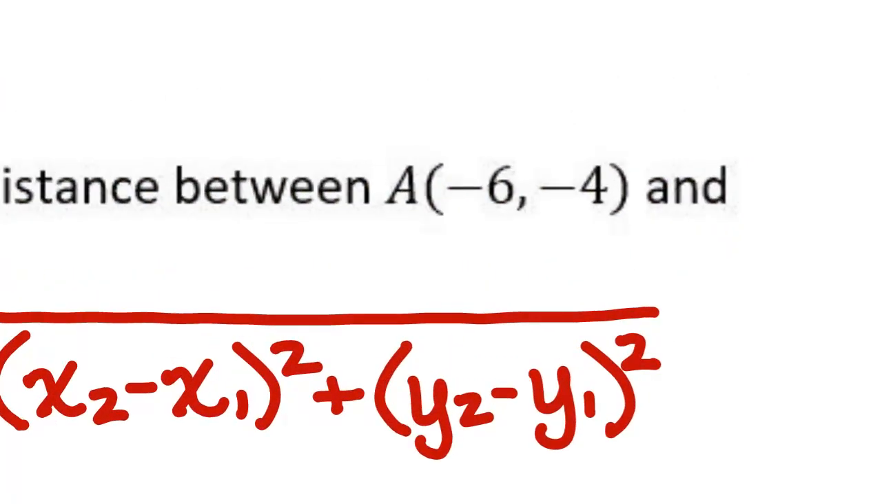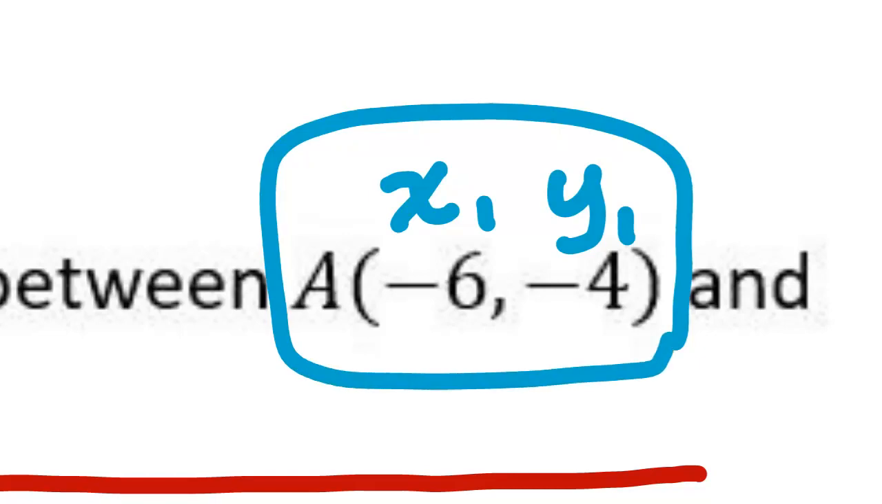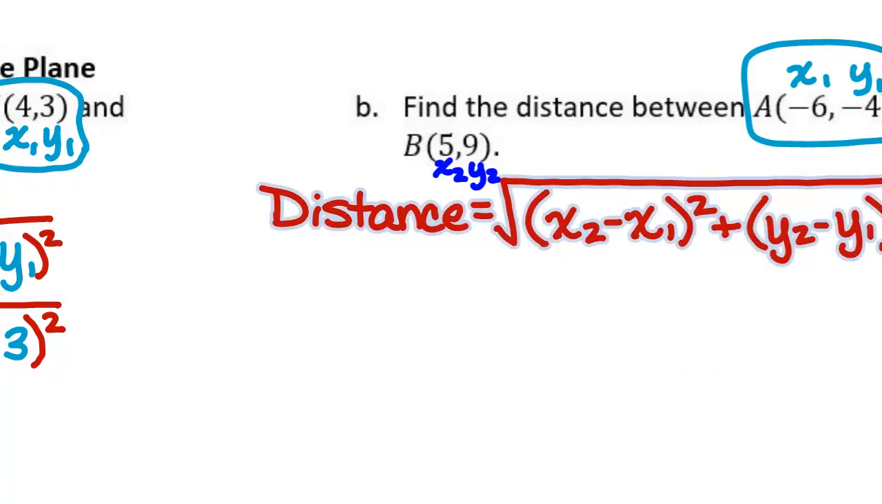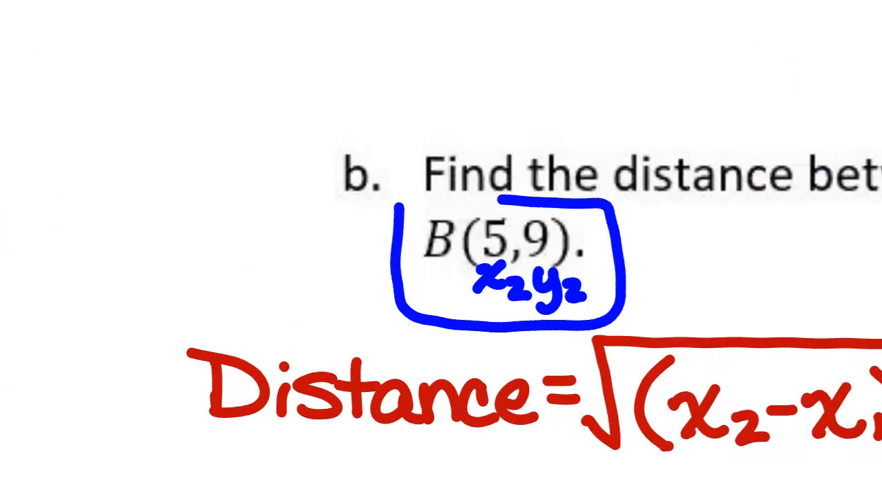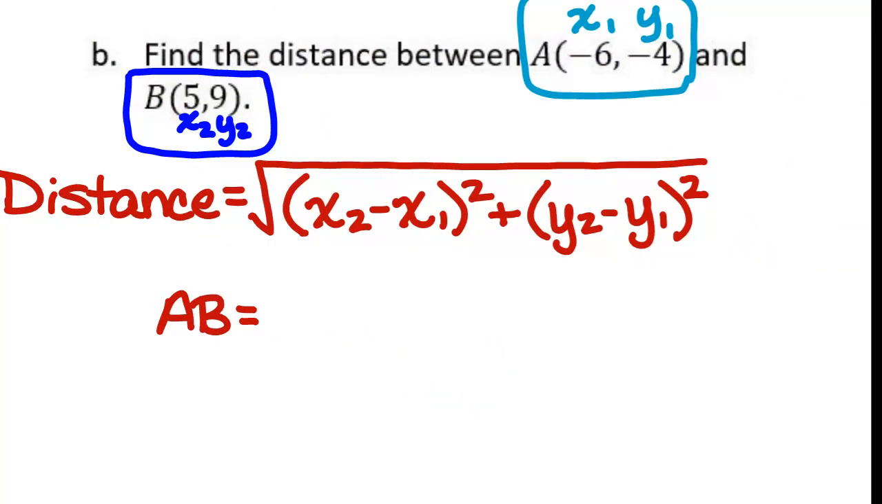Let's make point A our x1, y1, so let's label that x1, y1. And let's make point B our x2, y2. And so now we're going to find the distance from A to B. So I replace the word distance with my line segment name, AB. I redraw my really big square root symbol, and I open up some parentheses.